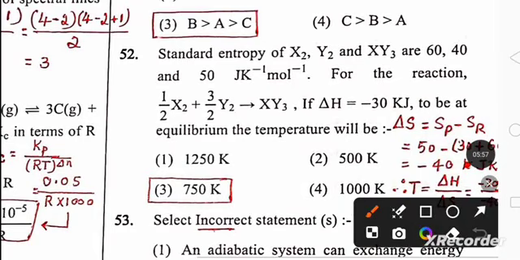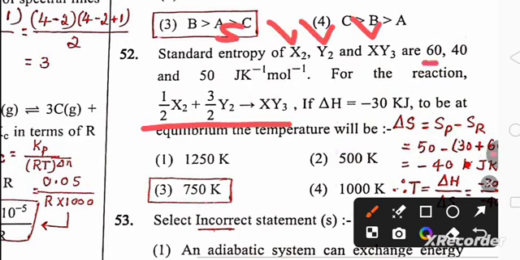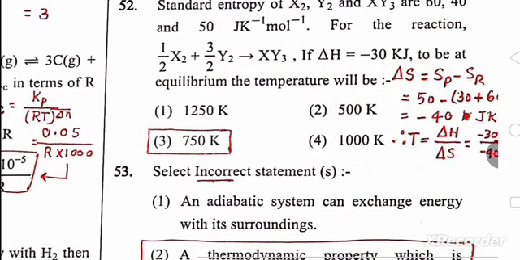So here the standard entropies of X2, Y2, and XY3 according to this equation are 60, 40 and 50 joules per Kelvin per mole respectively. If delta H is minus 30 kilojoules, to be at equilibrium, we need to find out the temperature. So first, by using the entropy values, we will find out delta S.